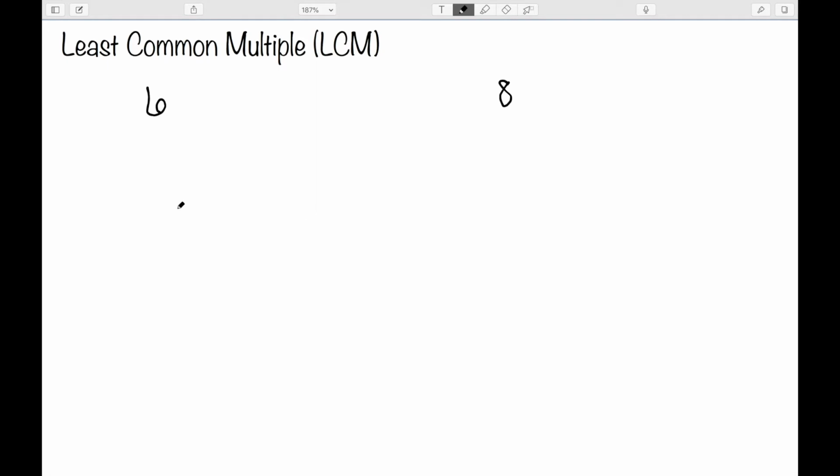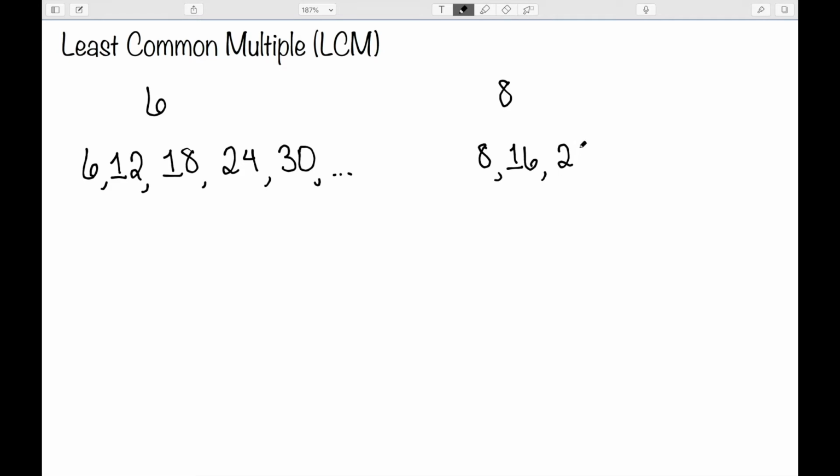As an example, let's consider 6 and 8. The multiples of 6 would be 6, 6 times 2 is 12, 6 times 3 is 18, 6 times 4 is 24, 6 times 5 is 30, etc. 8, well, 8 times 1 is 8, 8 times 2 is 16, 8 times 3 is 24, 8 times 4 is 32, 8 times 5 is 40, and we can keep going.